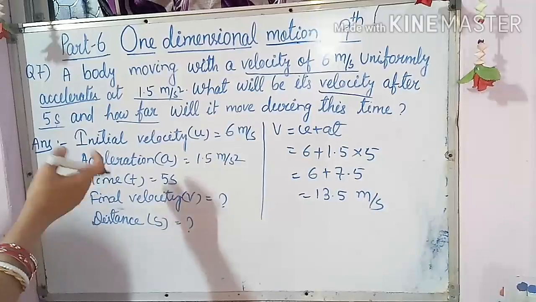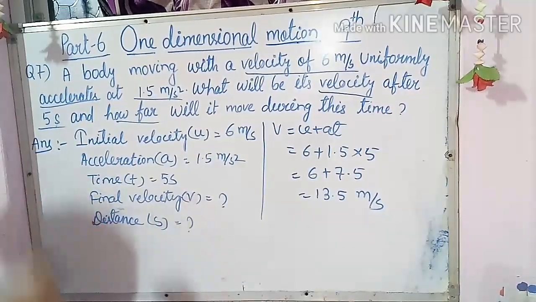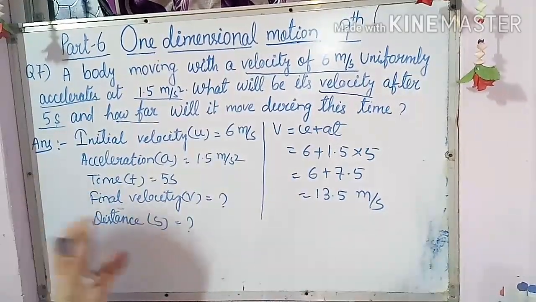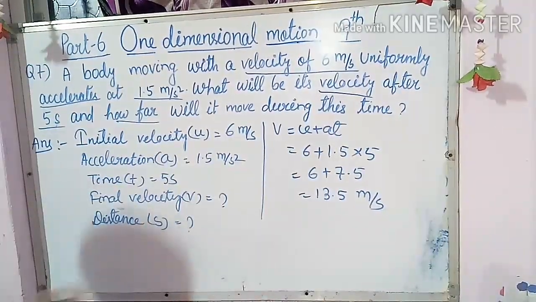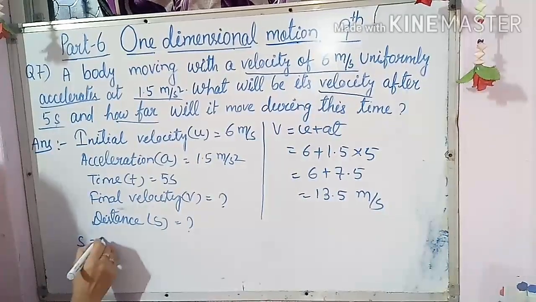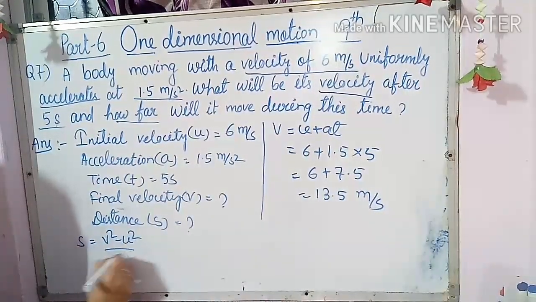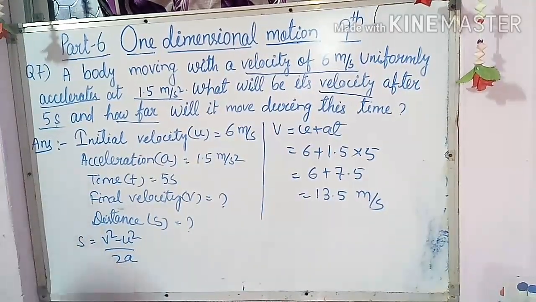But here I will go for the v square minus u square equal to 2as, third equation. Otherwise, as per your convenience you can put the equations. No need to go for my equation only. Now s equal to v square minus u square by 2a. From the third equation, I am putting the third equation.